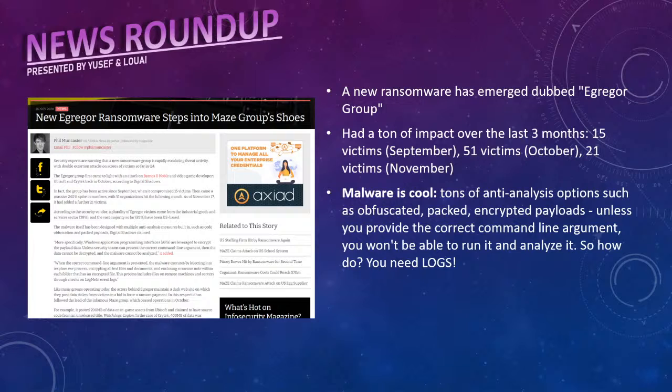And the reason this ransomware is cool. I mean, it's bad, of course, but it's also cool. Those two things are not mutually exclusive in this industry, because it has a ton of anti-analysis options. The payload is obfuscated, packed, and encrypted, and you really can't analyze it until you provide the correct command line argument, which essentially acts as a decryption key so that you can actually take a look at what the ransomware does. So how do you actually take a look at it if it's packed and obfuscated and encrypted?